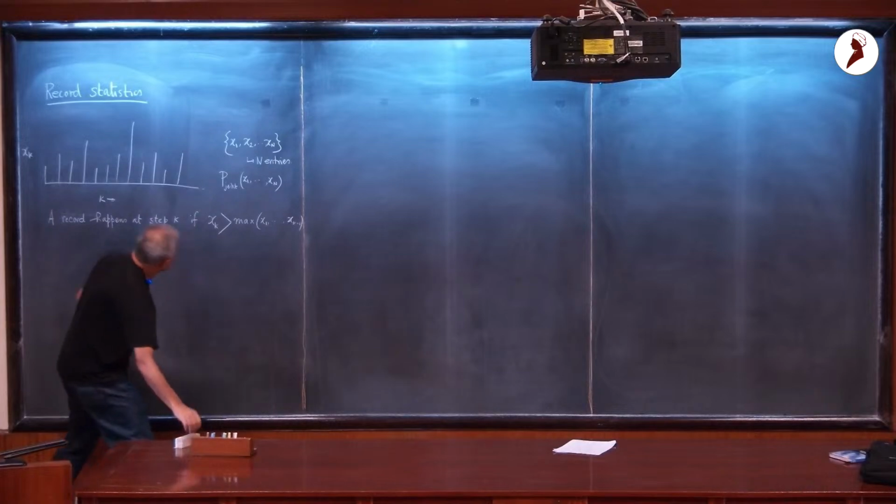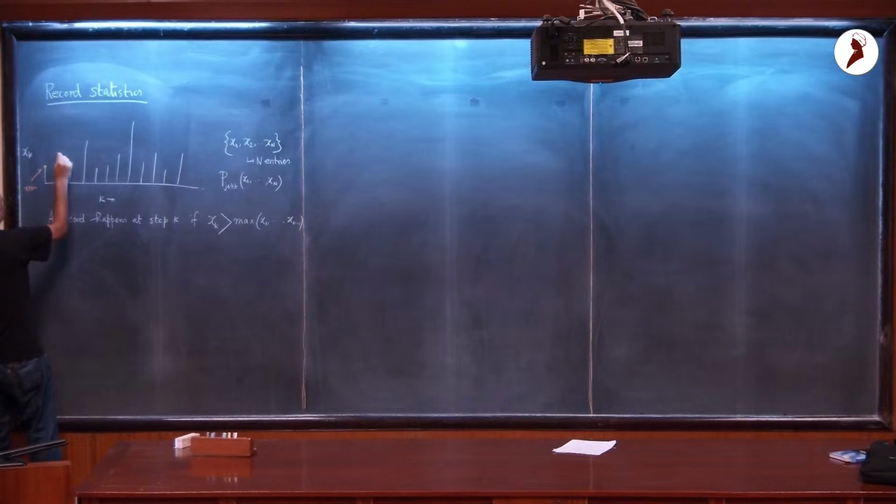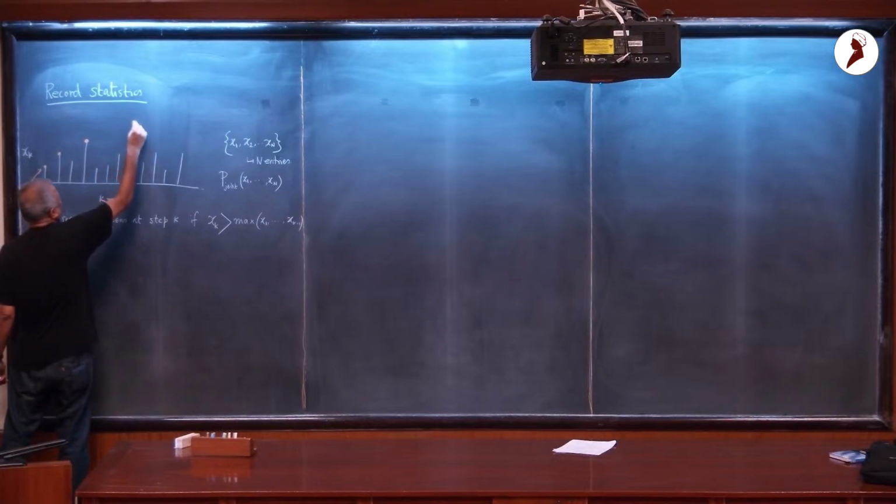So by this definition, in this particular figure, the first guy is always a record by definition because there is nothing before that. So this is a record. This is a record because its value is bigger than the previous guy. This is not a record. This is a record. These are not records. This is a record. And these are not records.